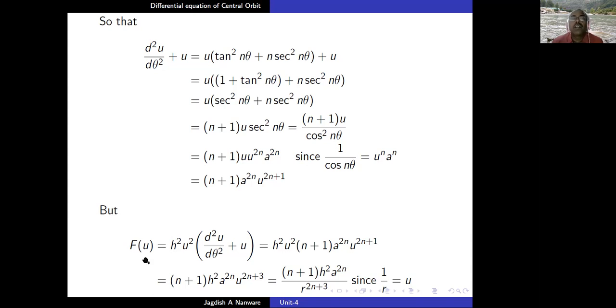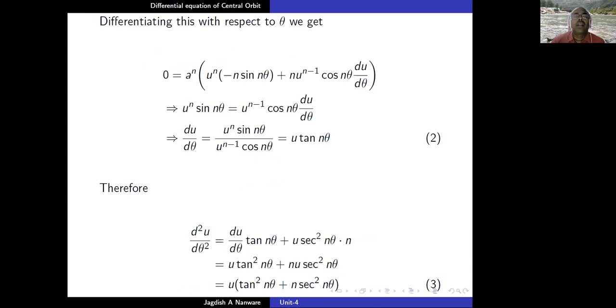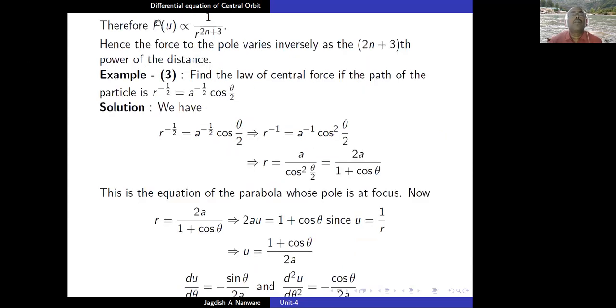So what is r? r is the distance between point O and P. I have shown you that distance, right? So this f of u, central force, is inversely proportional to r to the power 2n plus 3. Or you can say it is proportional to 1 upon r to the power 2n plus 3, right? So this is the distance between O and a pole, which lie on the path of the curve, the moving path, right?